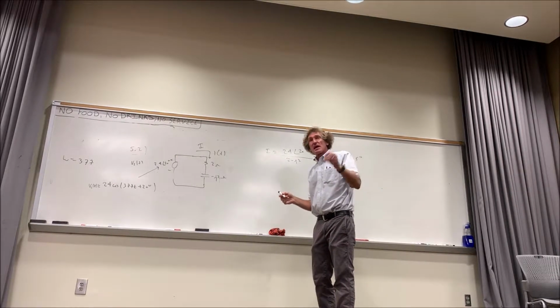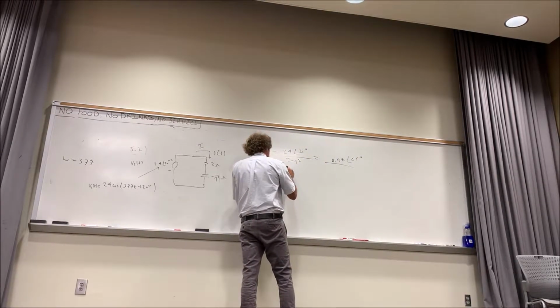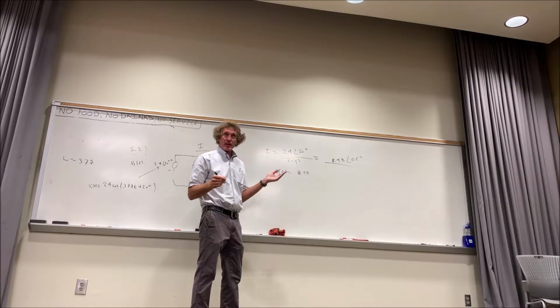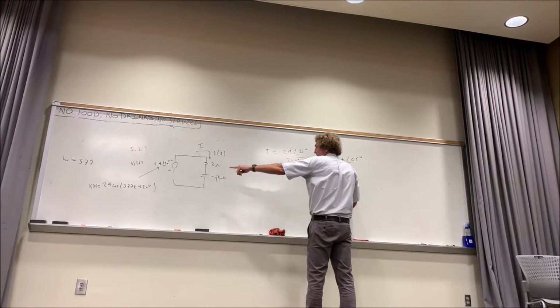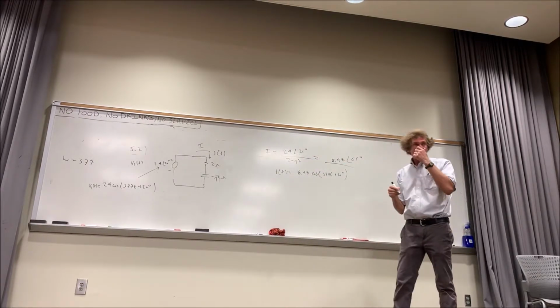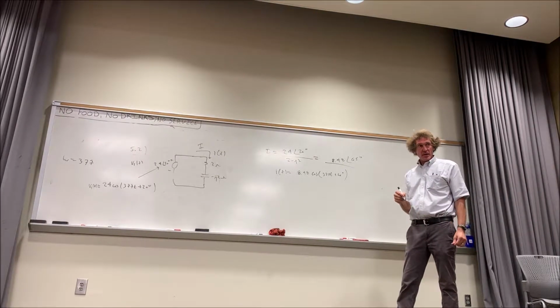That means in the time domain, the observable current, i of t, would be equal to 8.48. It's the magnitude of that, right? Then you would put the cosine of 377t, and you would add that phase angle plus 20 degrees. That would be the current. So now I've got the current at any element in the circuit, right?